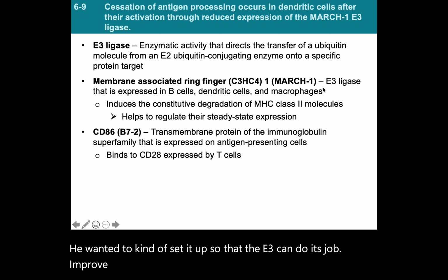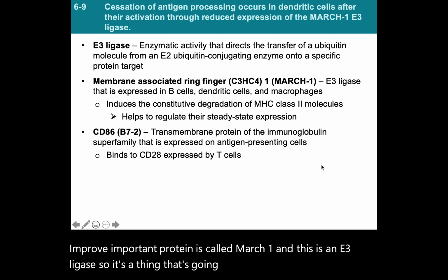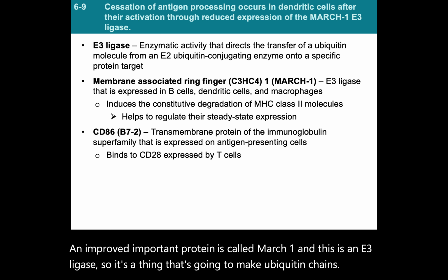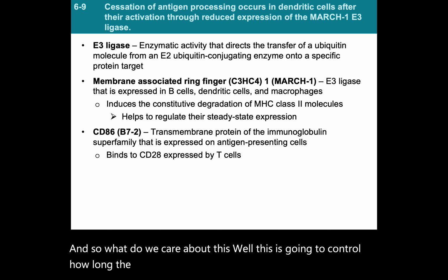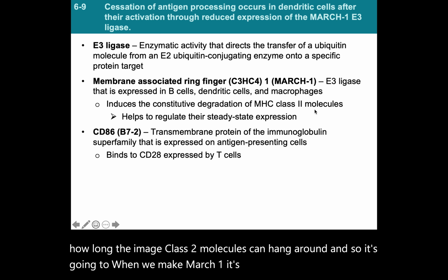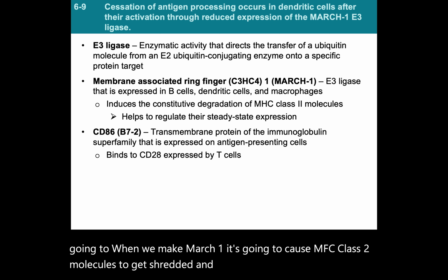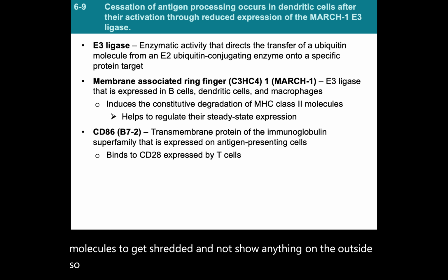An important protein is called March1, and this is an E3 ligase, so it's a thing that's going to make ubiquitin chains. And so why do we care about this? Well, this is going to control how long the MHC Class 2 molecules can hang around. When we make March1, it's going to cause MHC Class 2 molecules to get shredded and not show anything on the outside. So this is basically a way to prevent us from showing self-proteins.